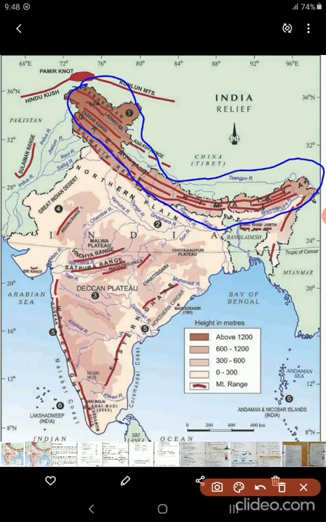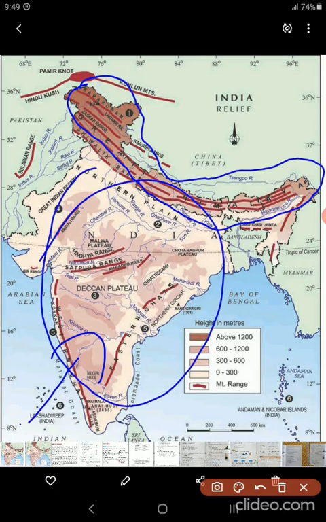ranges were formed. It is purely due to the movement of the southern Indian plate, which we will call Gondwana land, the ancient landmass, and then the Eurasian plate. These two plates collide and meet at the place where a sea was flowing, the Tethys Sea, as you would have seen in the video. Then we have the formation of the Himalayan ranges.